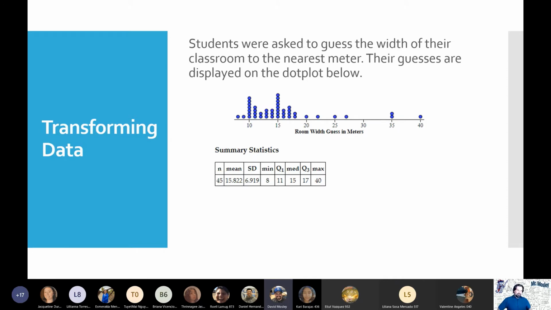So we're going to look at an example, transforming data. Right here we have a dot plot, and it represents students who guessed the width of their classroom to the nearest meter. Their guesses are displayed below. So when we have our summary statistics to go with this, the guesses ranged from about 8 meters to 40 meters. Big range, right? A lot of data points here. We have 45 students who guessed.